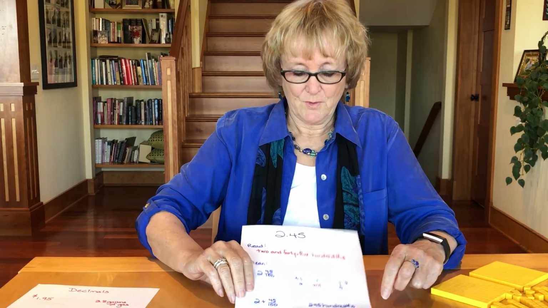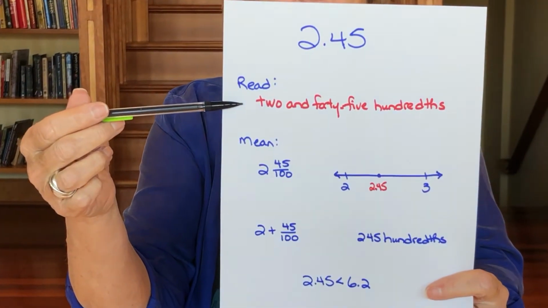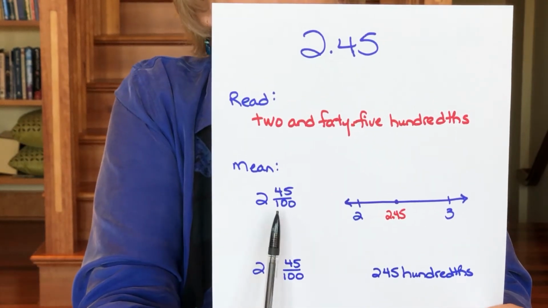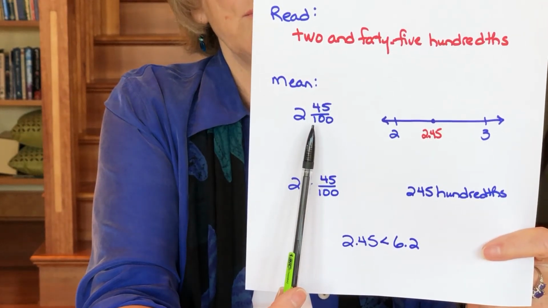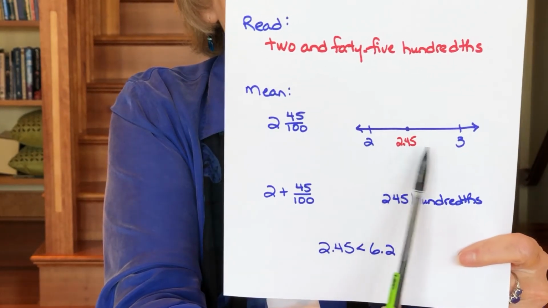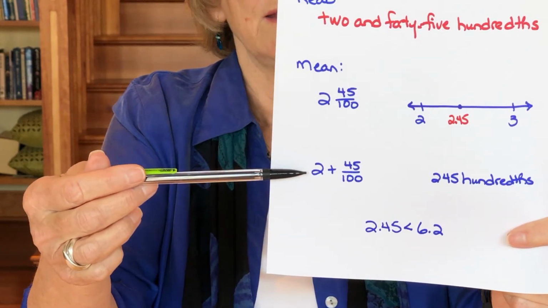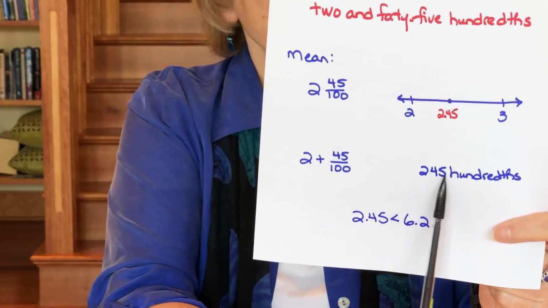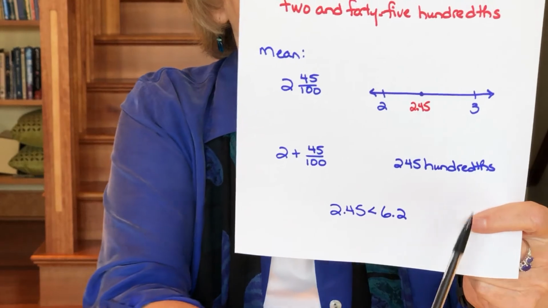So to summarize, let's look at that number 2 and 45/100ths. That's how we read it. But the meaning that we want about that decimal number is that it's really a mixed number. It's really the whole number 2 and 45 hundredths more, which means it's a decimal number somewhere between 2 and 3. In terms of an operation, we could say that it's 2 plus another 45 hundredths. And it also means, look at this other representation, 245 hundredths.